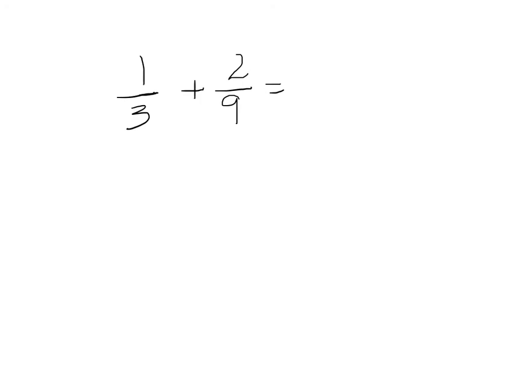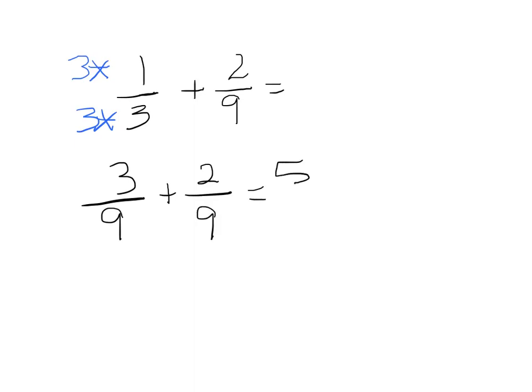Let's practice another problem together. I have 1/3 plus 2/9 equals. First thing I notice, my denominators are not the same. Therefore, I must make them the same by finding the common denominator. I know that 3 times 3 equals 9. So I'm going to multiply my denominator by 3. Whatever I do to the denominator, I have to do to the numerator. So I'm also going to multiply that by 3. I'm going to rewrite my problem as 3/9 plus 2/9 equals 5/9. And that is my product.